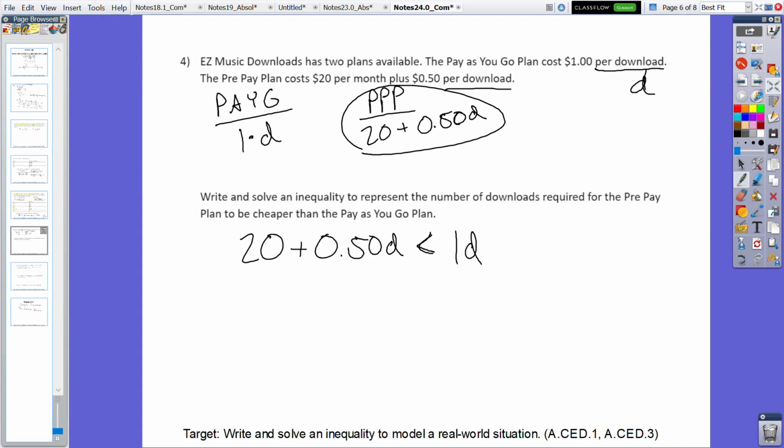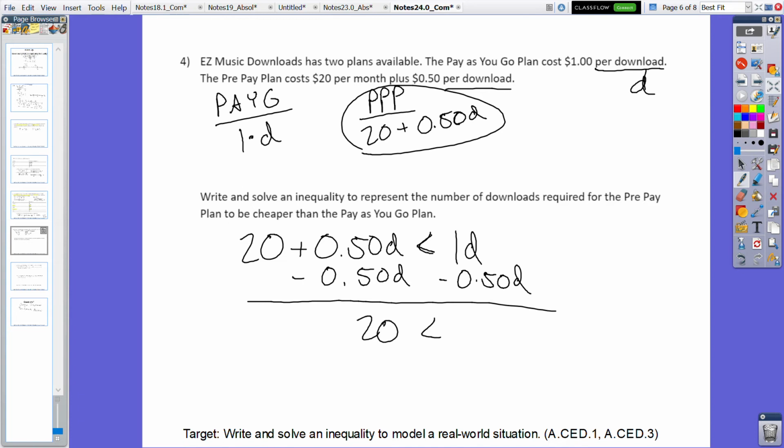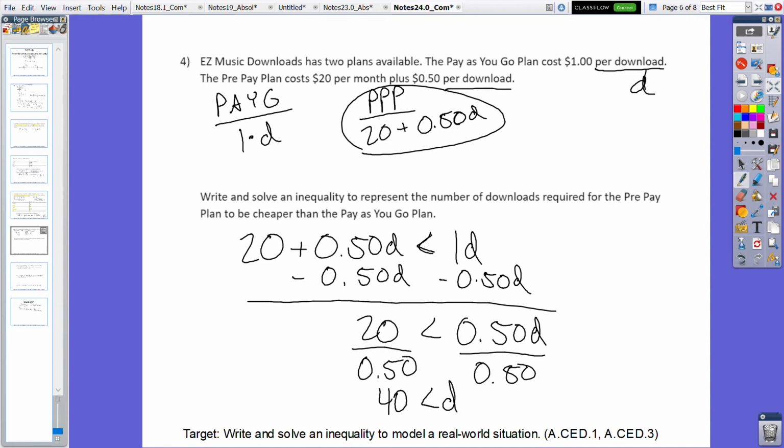Okay, so I'm going to solve this like it's a normal inequality. I'm going to subtract 0.50D from both sides. All right, when I do that, I'm left with 20 less than 1D minus 0.50D. Well, that's just going to be 0.50D, a half. So divide both sides by a half. I'm going to be left with 40 less than 1D. Or if I rewrite it where D is on the left side, it would be D is greater than 40.